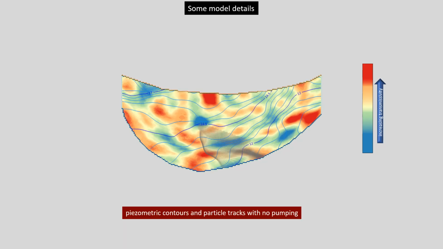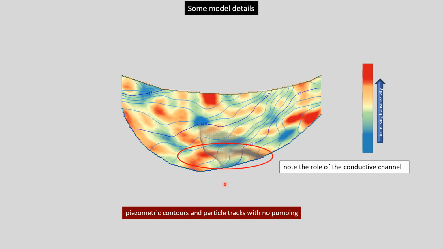And here are the steady state heads computed using this transmissivity field and a certain set of inflows from the northern part of the model domain. And here's the fate of particles that start in the contaminated area. And note, as I pointed out before, the role of this conductive channel.